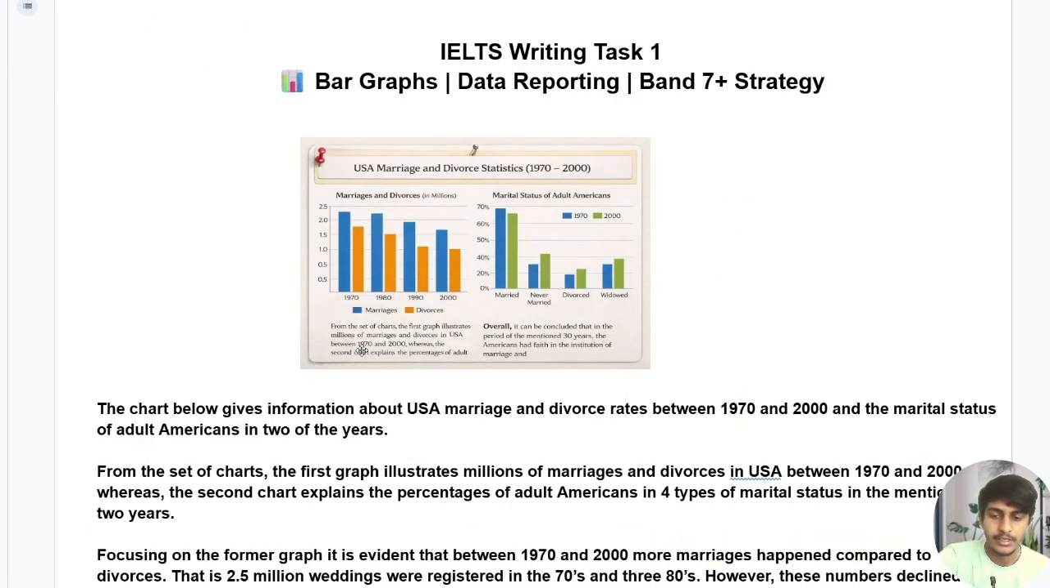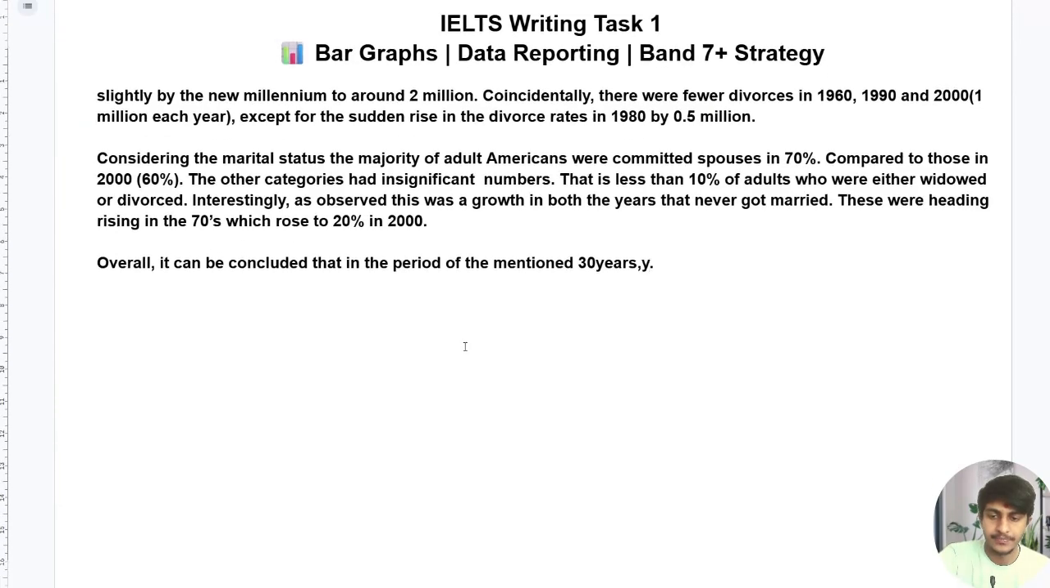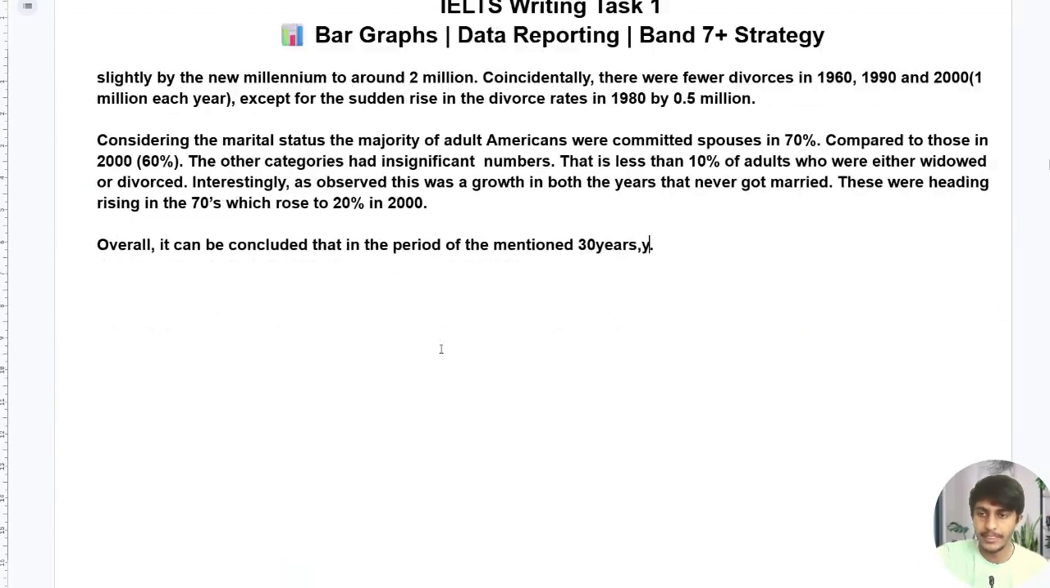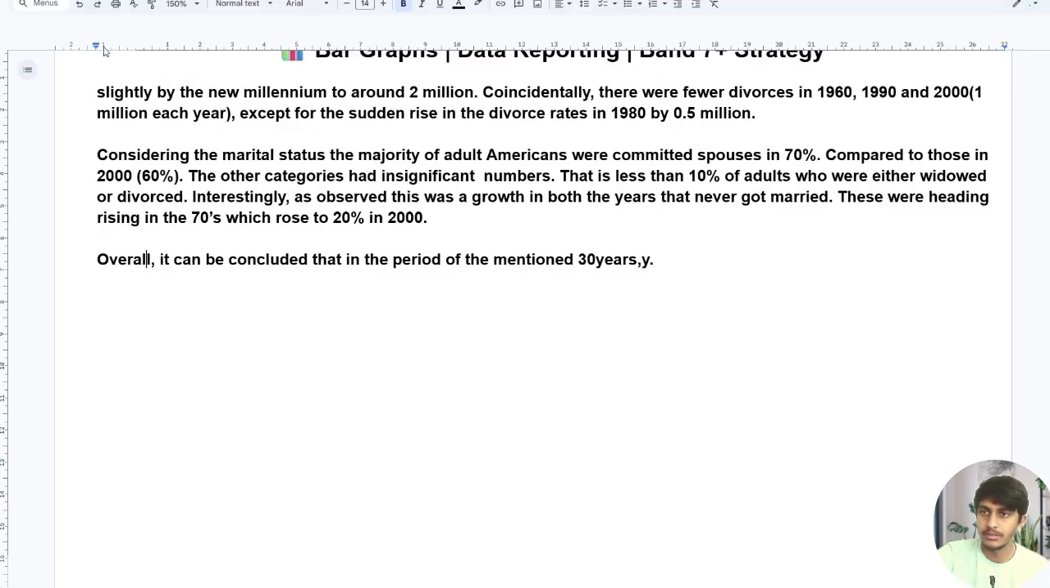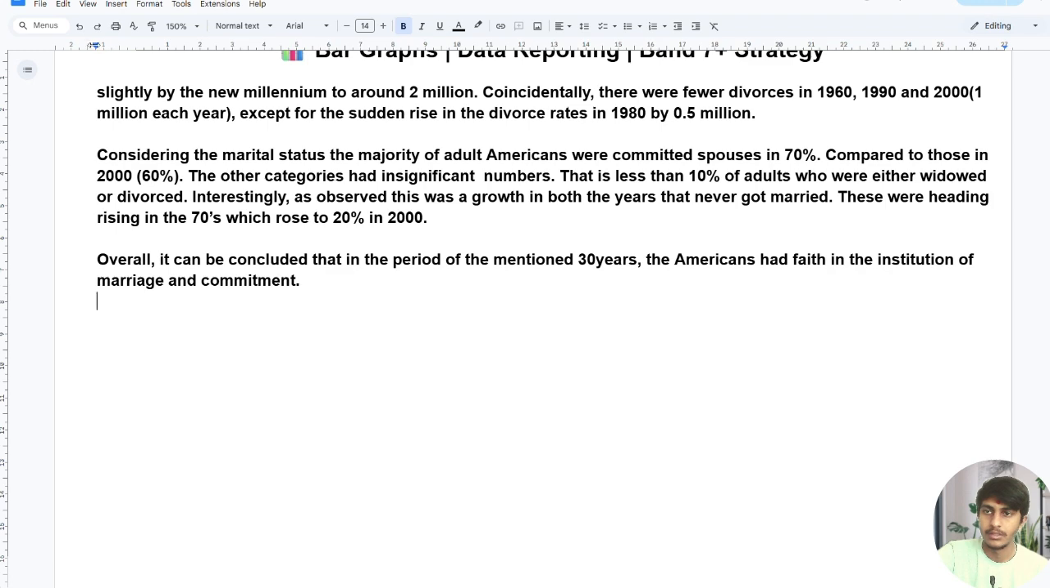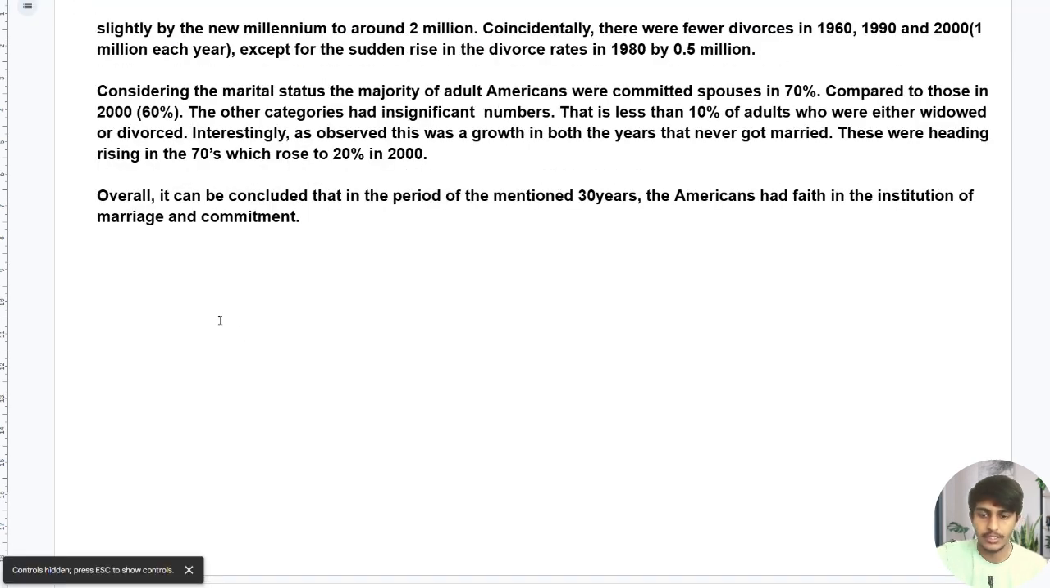So here, this is your final impression. This paragraph does not repeat the numbers, does not describe the charts again, and gives the overall meaning, because IELTS examiners want big picture understanding. This sentence tells that despite changes, marriage remained important, and this is a strong overall conclusion.